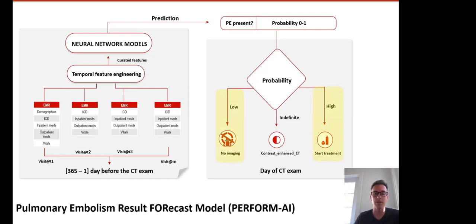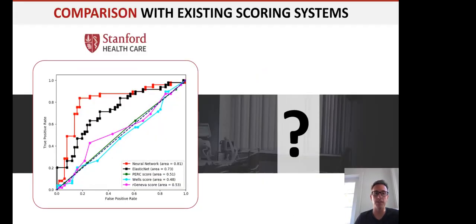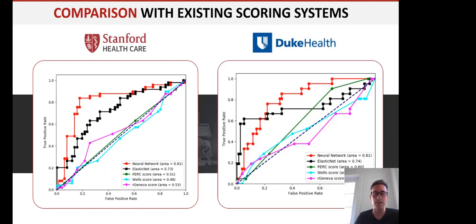So this model has utility in and of itself, independent of the pixel data, and this is work done by Imon Banerjee. And to look at this, just like we do with our other models, we wanted to see how our performance was against the traditional rules-based or scoring systems that humans would use. We found that in the Stanford healthcare system, where the model training data came from, the neural network actually performed the best. We also did external validation, just like in the other case, in this case with Duke, and found that the model was robust to external validation.